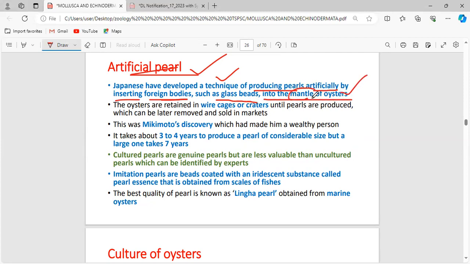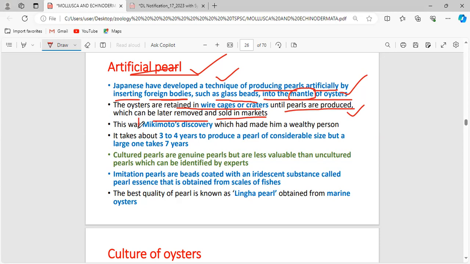Again, consider this mantle as a thread. This mantle epithelium will secrete the nacre, and again they are going to form multiple layers around the foreign body, and after several years, the pearl will be formed. Now the oysters are retained in wire cages or crates until pearls are produced, which are later removed and sold in markets.